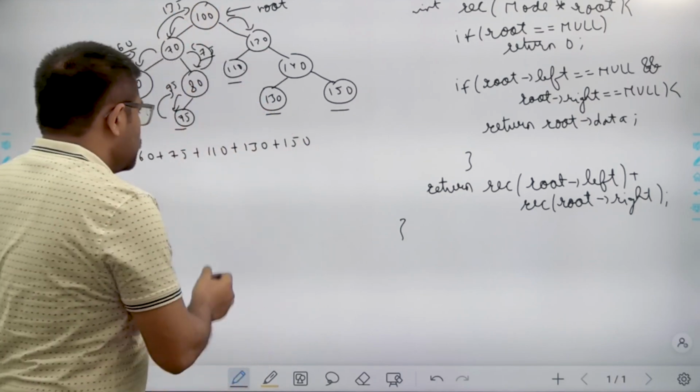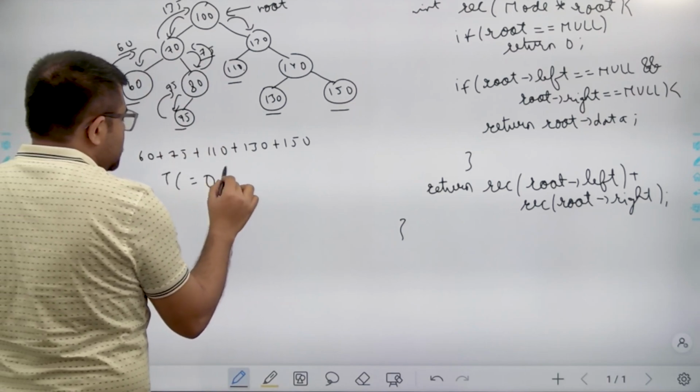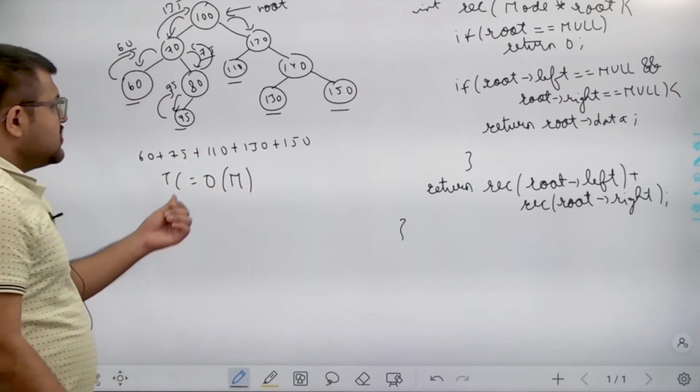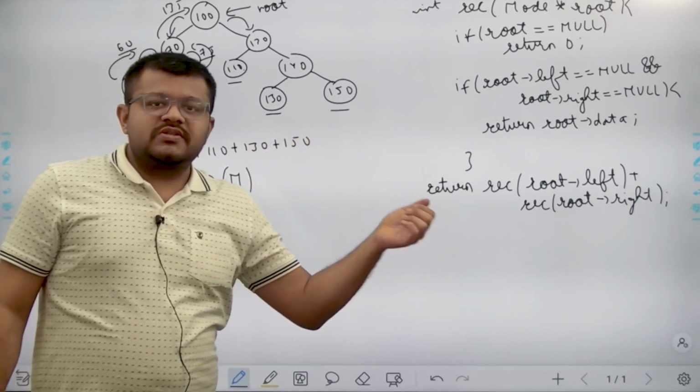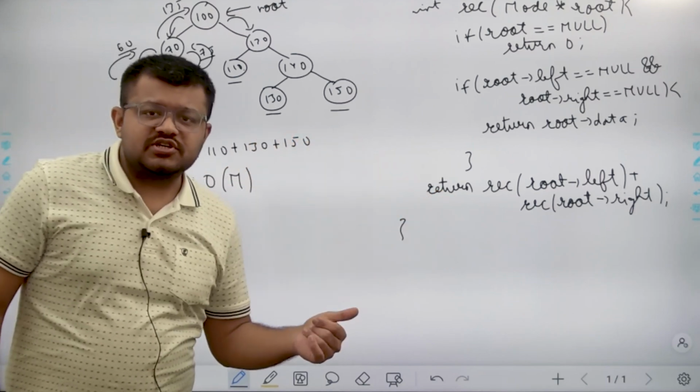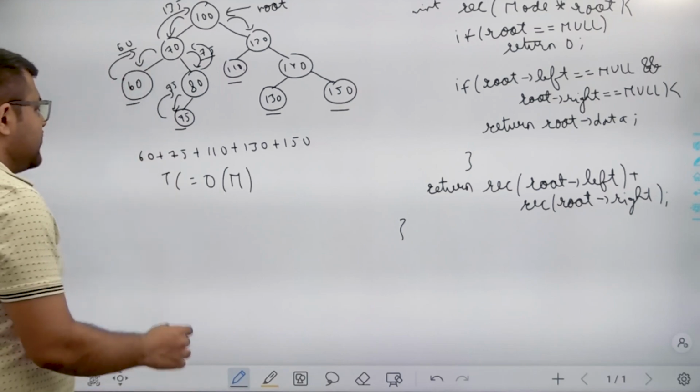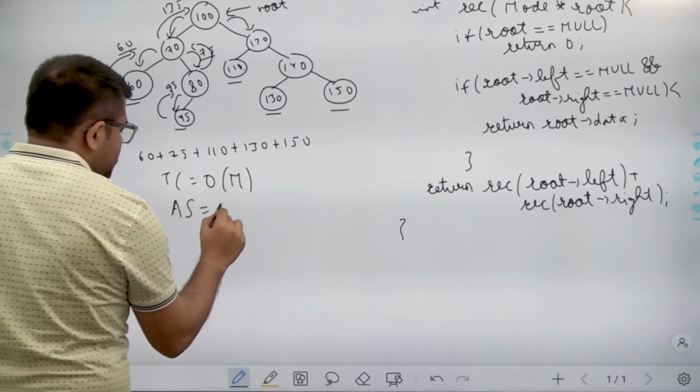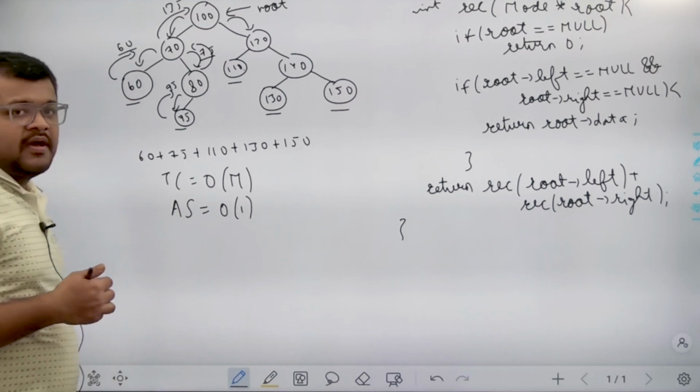What would be the time complexity? The time complexity here would be big O of n, because every node is visited at most once, and even if you consider the recursion stack, it will contain at max n elements. Okay, and what will be the auxiliary space? It will be constant, as we are not taking any arrays or something.